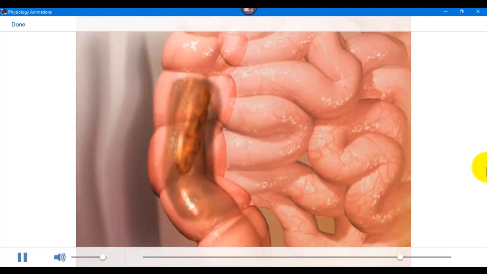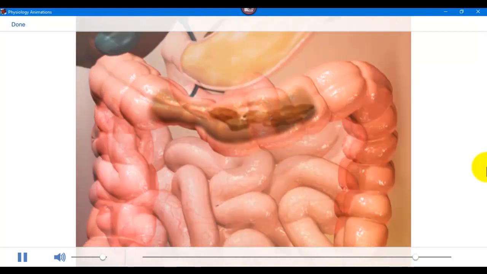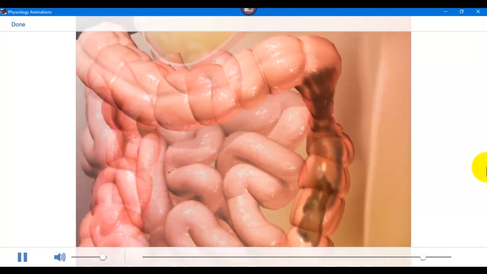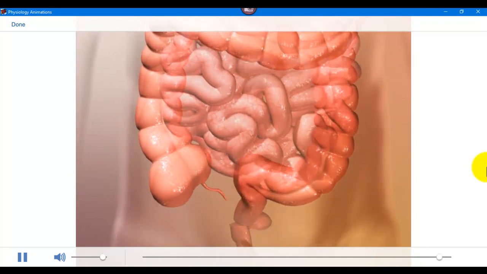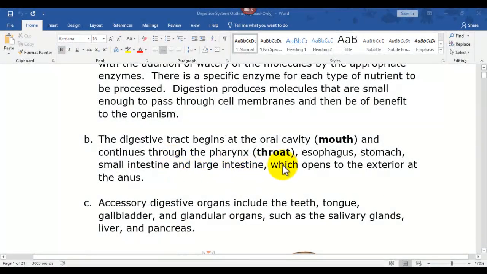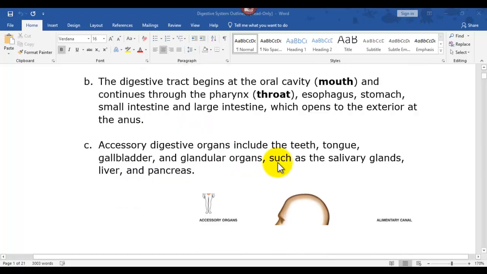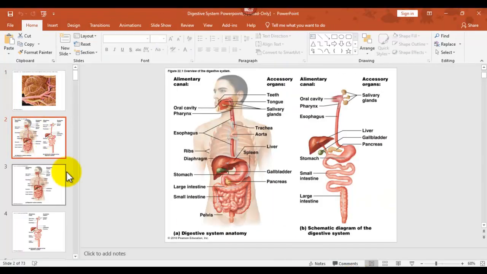Some absorption continues in the large intestine. As indigestible waste moves through the structures of the large intestine, it is compacted. The elimination of indigestible waste completes the digestive process. So the entire digestive tract, it says mouth, throat, all the way through the anus, which is the terminal end of the digestive system. Pretty good picture. I did give you a PowerPoint.